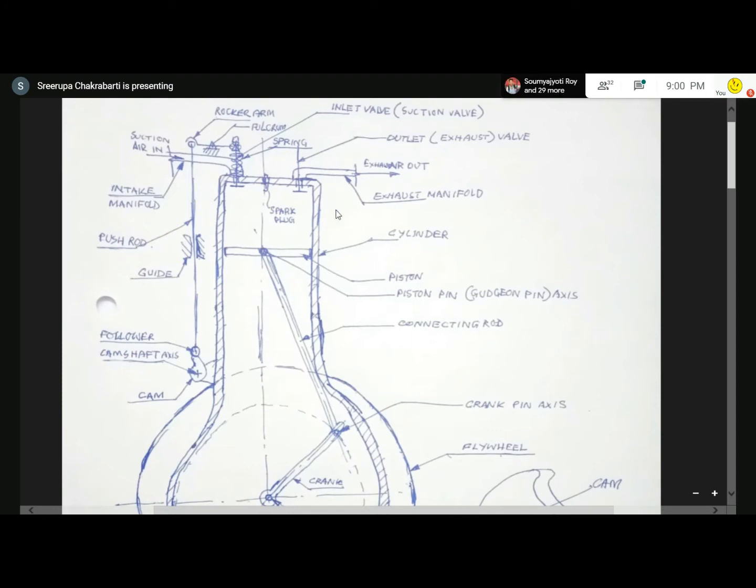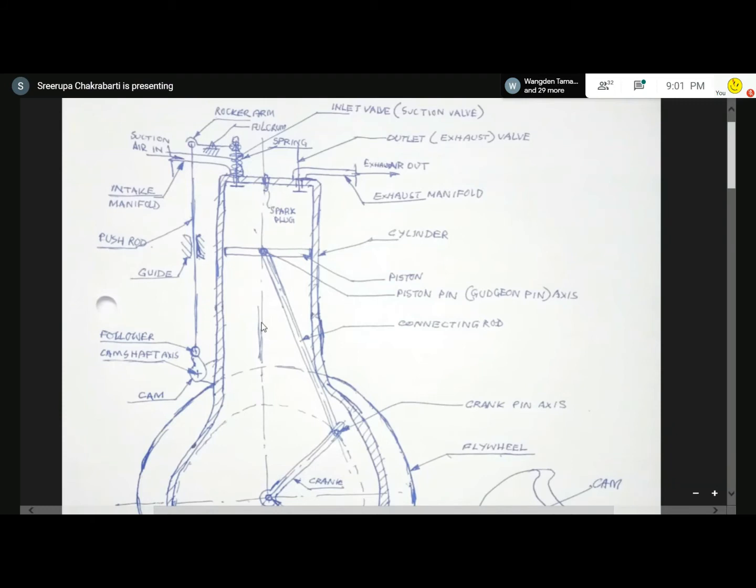then there is suction. During suction, this valve should open. This is the suction valve or intake valve. This valve should remain closed. So how should this valve open? By operation of this cam and valve operating mechanism. So it opens, and then through the carburetor, and there is another valve called the throttle valve, the mixture of the fuel and the air enters into the cylinder. That corresponds to the journey of the piston from the top dead center to the bottom dead center. So that is called the suction stroke.